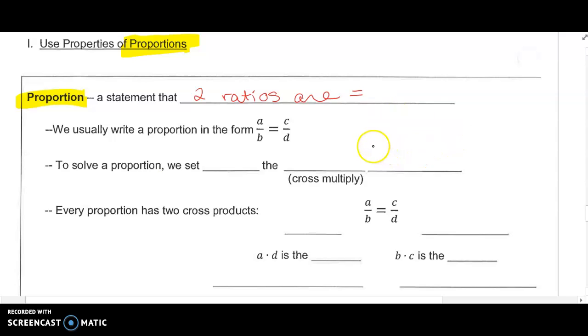Over here, we would cross multiply. 3 times 12 is 36. x times 6 is 6x. And so x would equal 6.